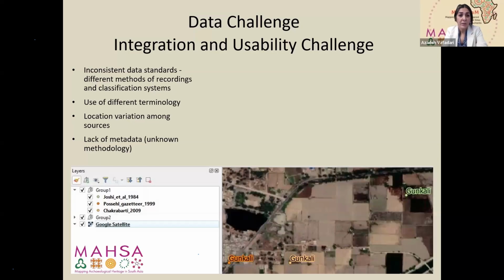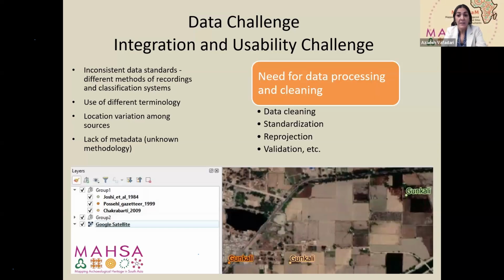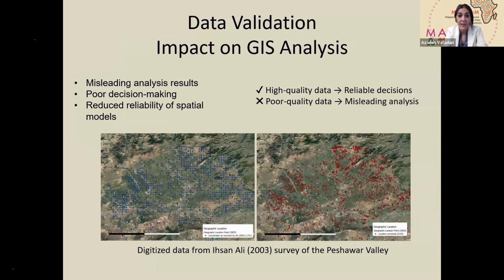We end up with a data set that comes from different sources, is not standardized, and uses different terminology. As I said, in a lot of cases, the metadata, which gives us information to understand the methodology and the way these sites were recorded, is missing. Integrating data from multiple sources requires an extensive amount of work on data processing, cleaning, standardizing, reprojection, and validation. Without data validation, you might get misleading analysis results if you rely on that information, and poor decisions could be made, reducing the reliability of your work.